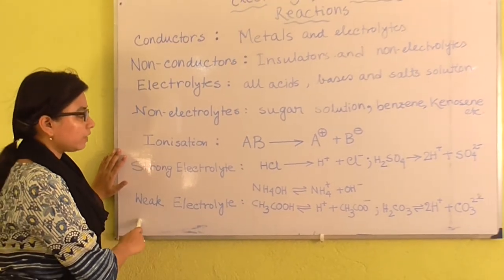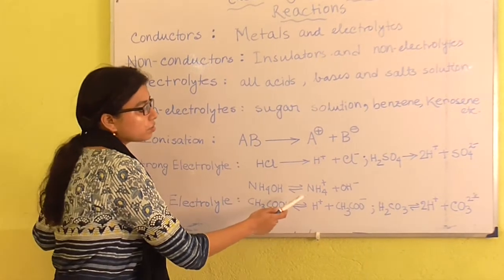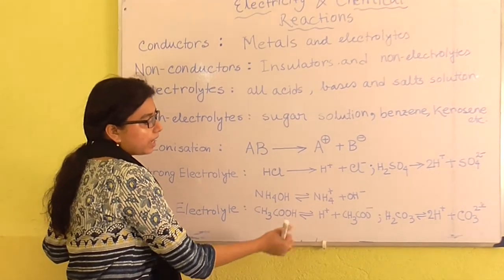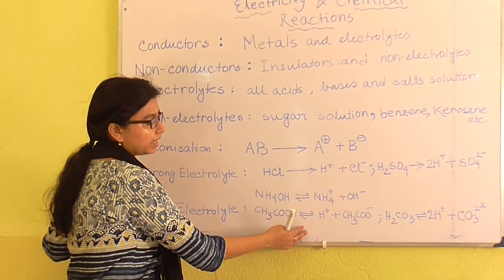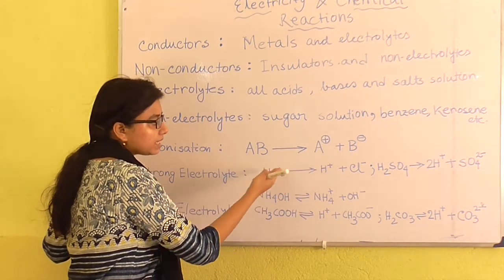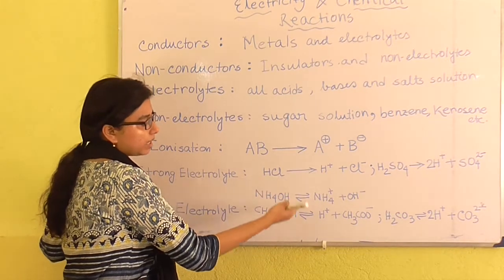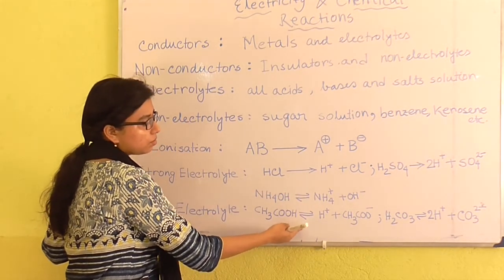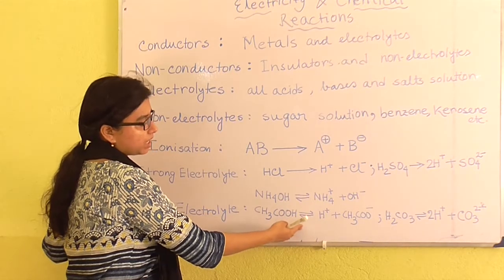The next is weak electrolyte. That means those which can't dissociate completely. That is why I am giving here the equilibrium sign. Here I have given the one-directional sign, which means it can dissociate completely, but here it can't dissociate completely, so I have given an equilibrium sign.